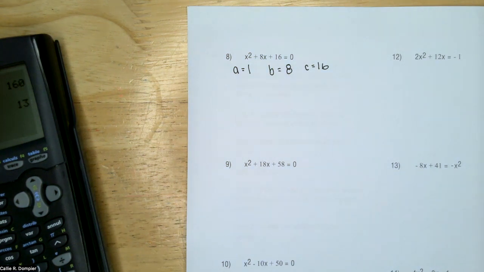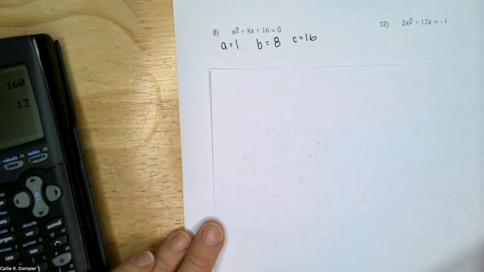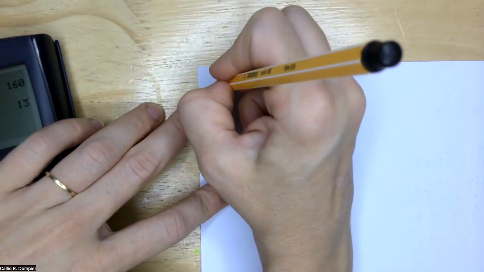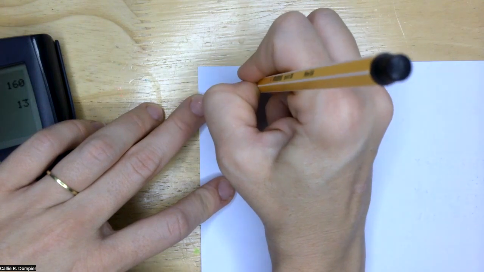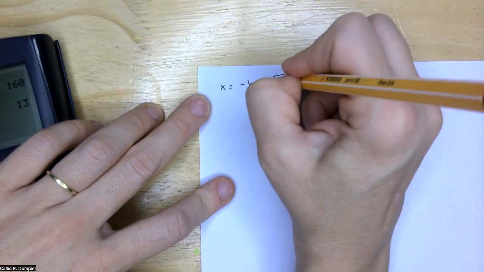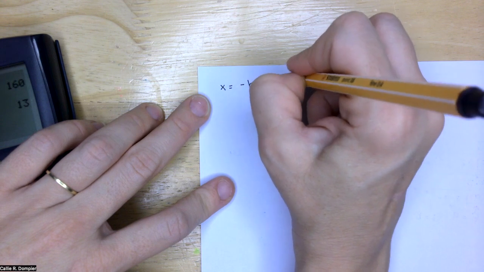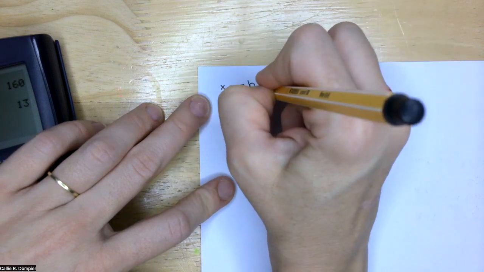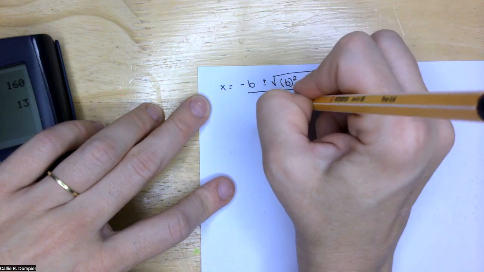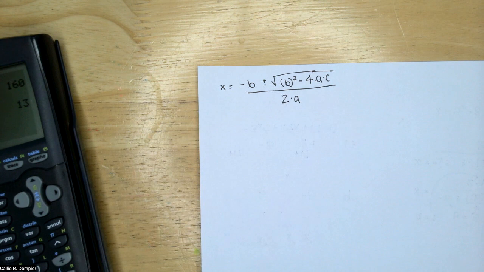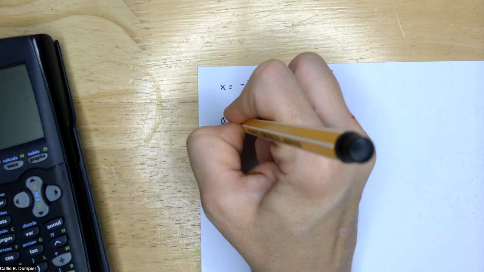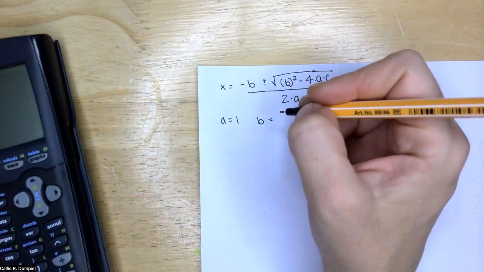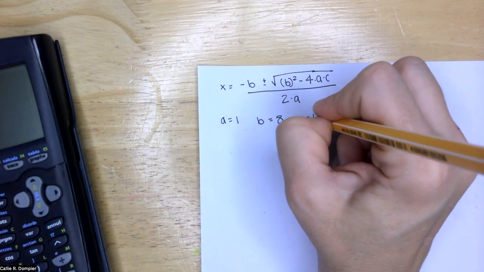Now let's immediately set it up elsewhere, right? So this will be x equals negative b plus or minus the square root of b squared minus 4ac divided by 2a. Remember we said our a is 1, our b was 8, and our c was 16.